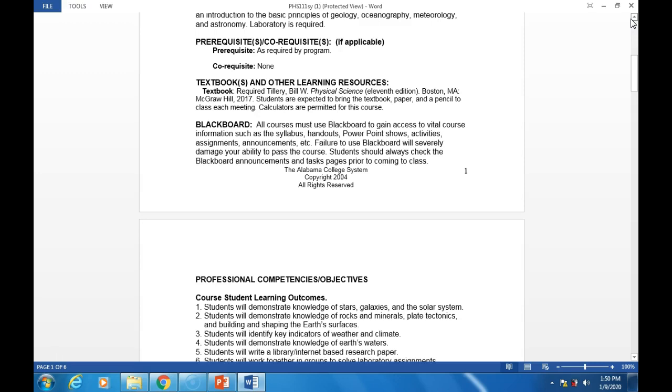Now, Blackboard. I don't like this paragraph, but they don't let us change it. So, all courses must use Blackboard to gain access to vital course information such as the syllabus.